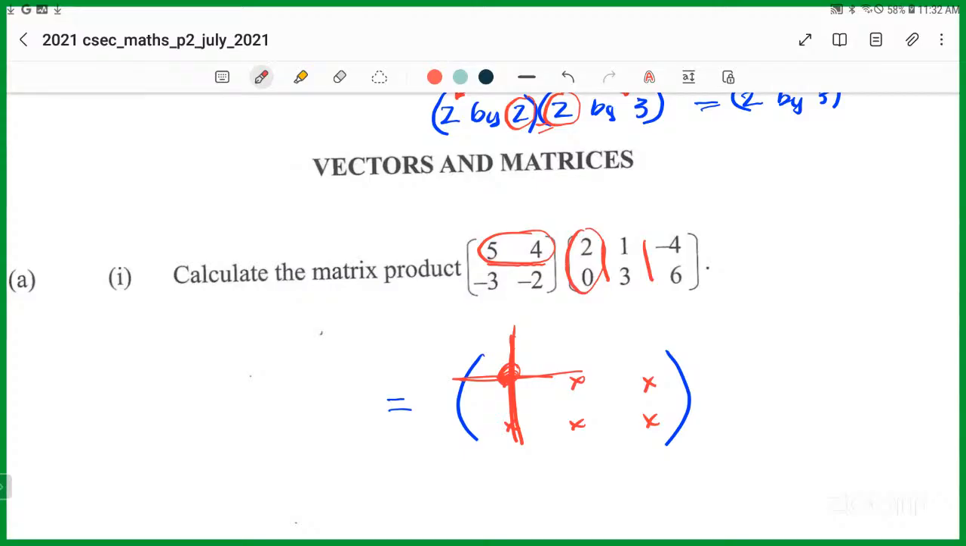You multiply them the same way again. First element times first element, second element times second element. First element in the row times the first element in the column, plus second element in the row times the second element in the column. So it's 5 times 2 is 10, and 4 times 0 is 0.